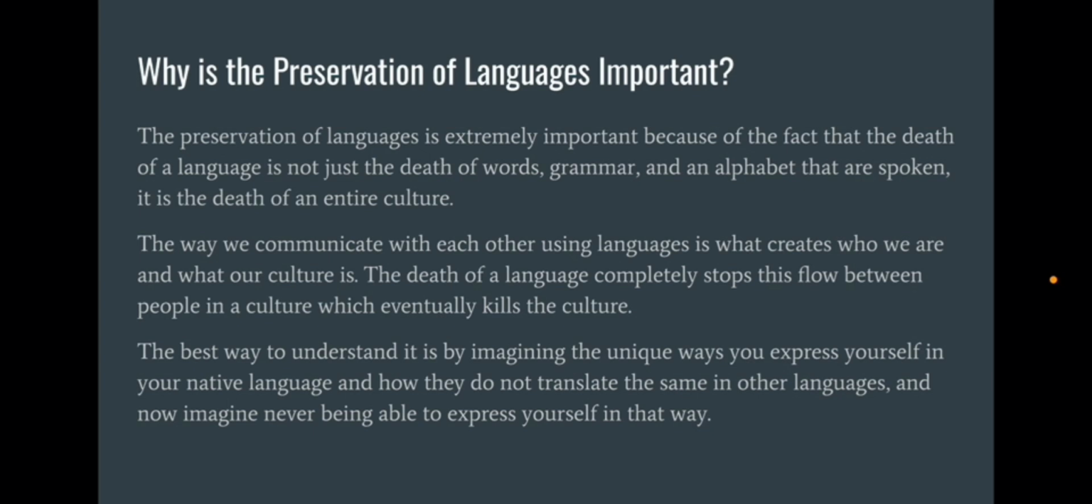The best way to understand it is by imagining the unique ways you express yourself in your native language and how they do not translate the same in other languages. And now imagine never being able to express yourself in that way again. So what I mean by this is every language has its own specific terminology that can't be translated 100% to other languages.